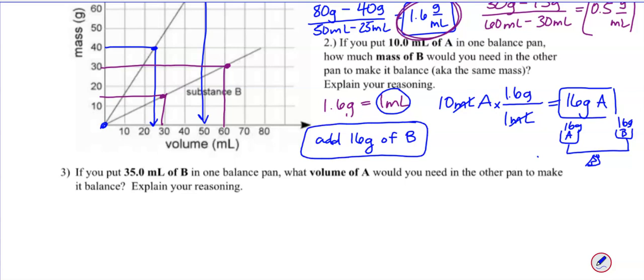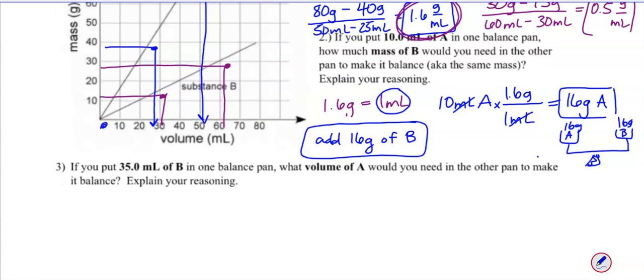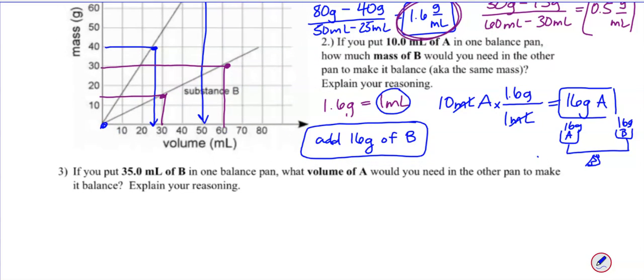All right, let's do number 3. It says if you put 35 milliliters of B in one balanced pan, what volume of A would you need to put in the other pan to make it balanced? Ooh, this one's a little trickier, okay? So now I'm going to put 35 milliliters of B in one balanced pan. I don't even know what that means.